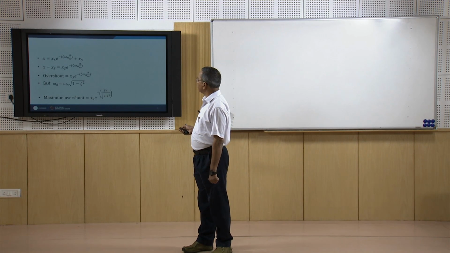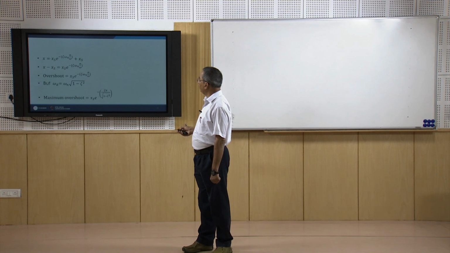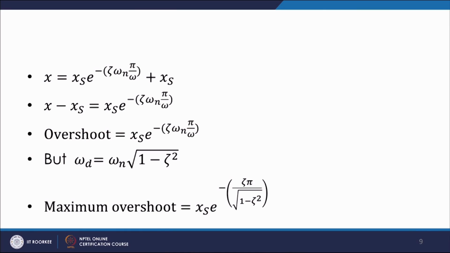I can take this xs to the left hand side, and x minus xs is basically the overshoot value. So this overshoot is given by xs into the exponential of this particular part. But as I have been telling you, this omega is nothing but our omega d value, that is the damped natural frequency.